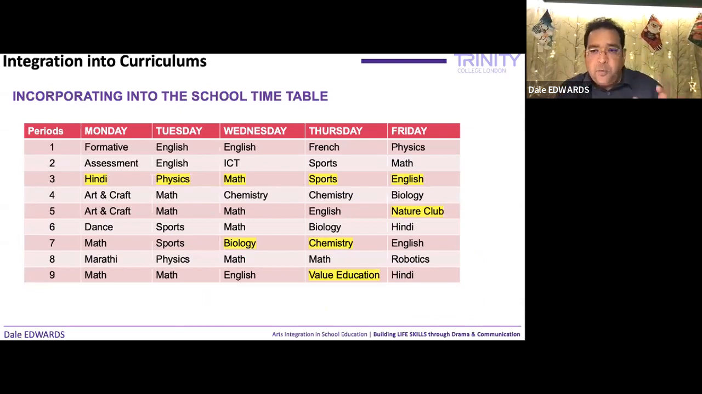So essentially what happened is that in the Hindi period, the teacher would follow her curriculum of the Hindi lesson, but she would get the children to show what they've learned in the Hindi lesson by communicating about it, or in certain cases, even putting up a dramatic play. And the same with physics. And the same with chemistry. Imagine molecules: when you talk about molecules joining and separating, we actually did this through drama.